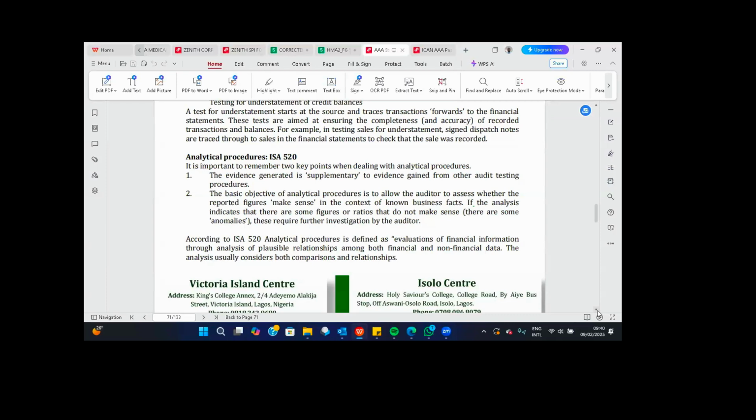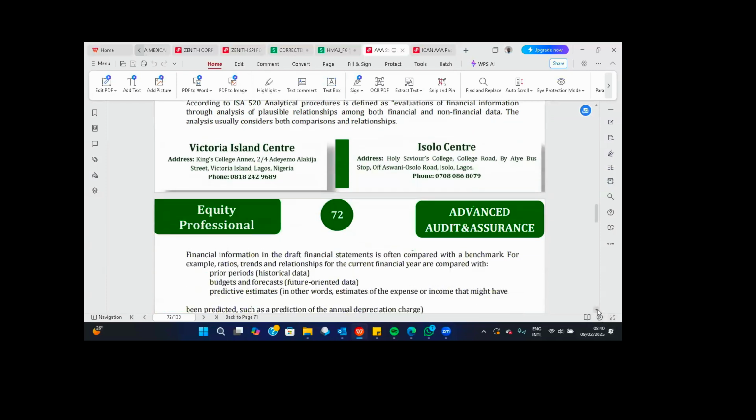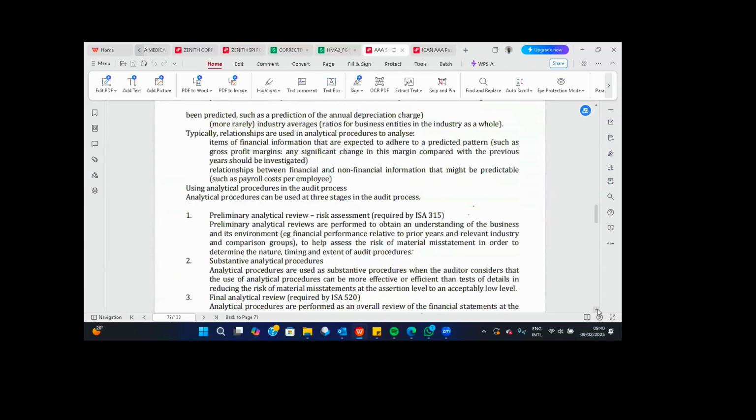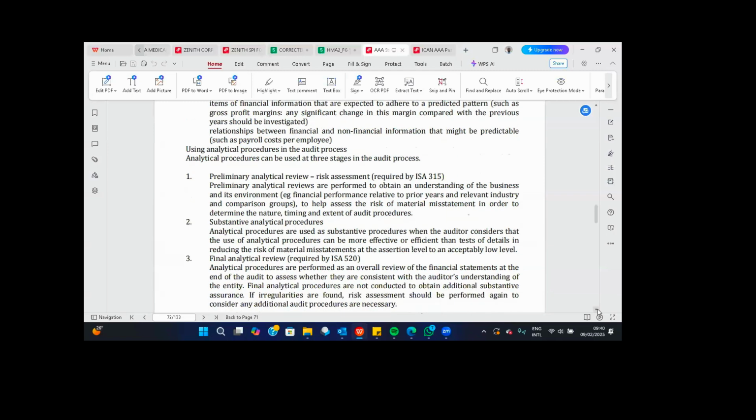Okay, so that is what you need to know about the analytical review procedures. Then you have three stages of analytical review procedures. We have the preliminary analytical review, the substantive analytical procedures, and the final analytical review procedures. The preliminary one is where the auditor tries to obtain information about how the business operates. For instance, it obtains information of previous accounting statements and previous information about the organization.